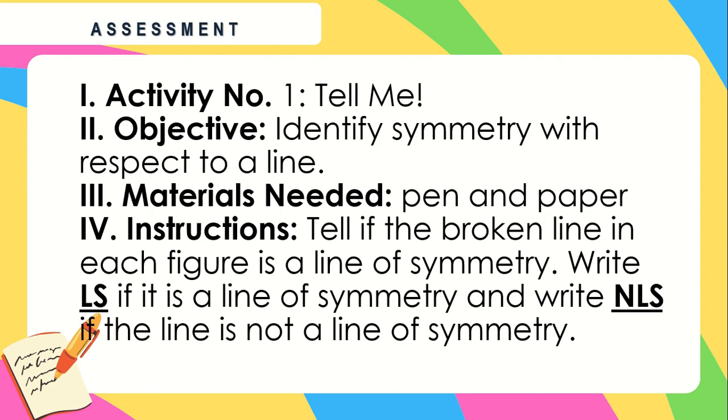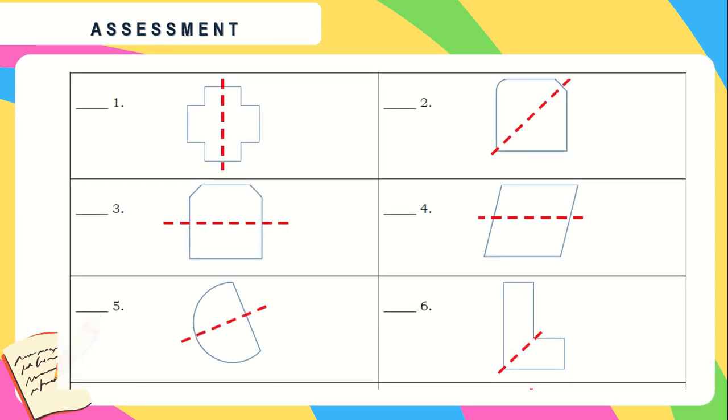For the assessment, activity number 1. Tell me. Objective, identify symmetry with respect to a line. Materials needed, pen and paper. Instructions, tell if the broken line in each figure is a line of symmetry. Write LS if it is a line of symmetry, and write NLS if the line is not a line of symmetry. Here are the items.